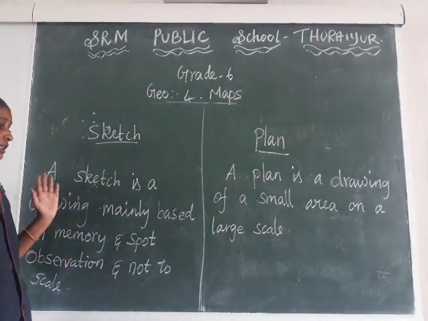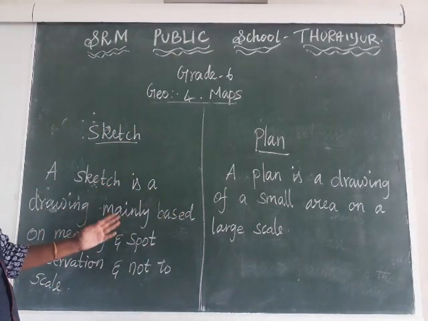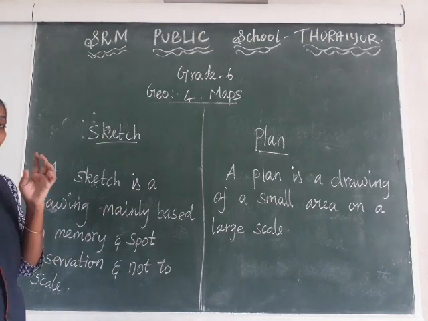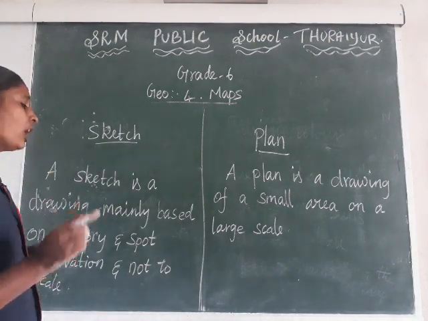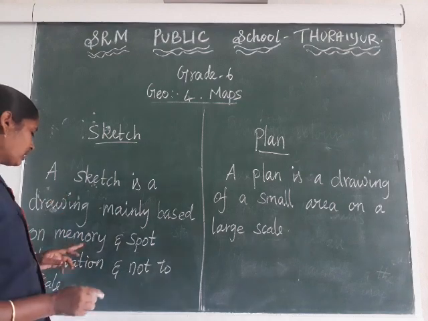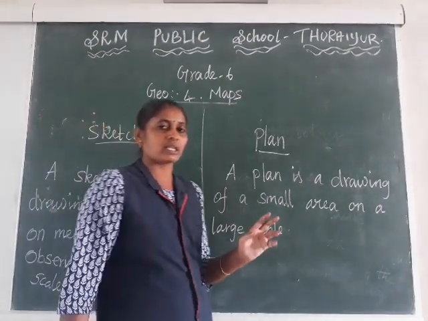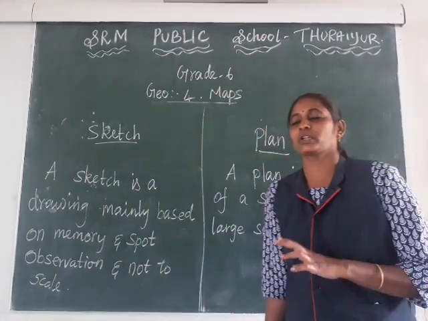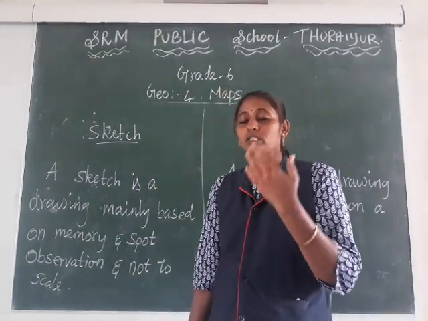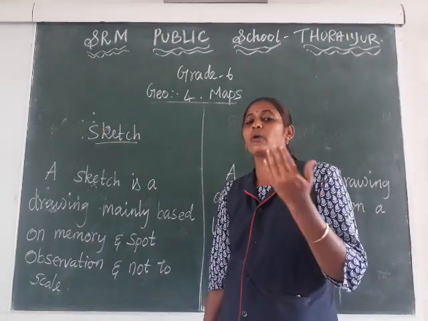So sketch is a drawing mainly based on your memory and spot observation, not to a scale. There is no scale we are going to follow. So what are the things we know? What are the things we have in our memory?